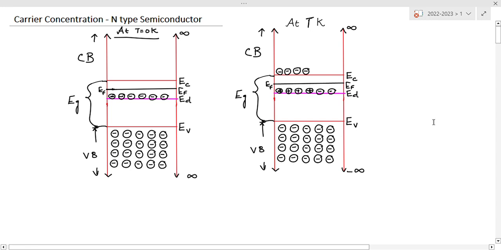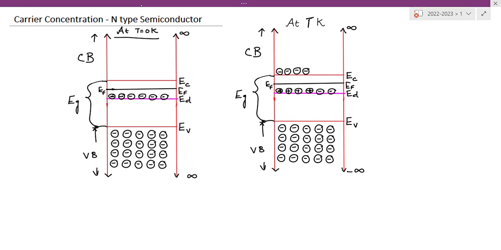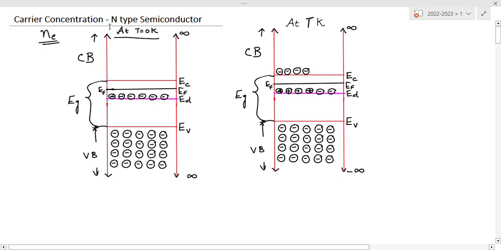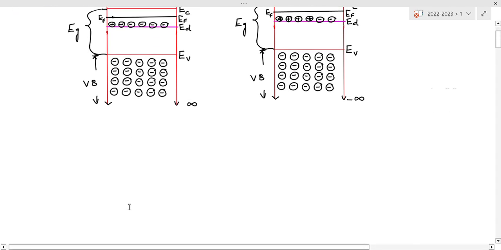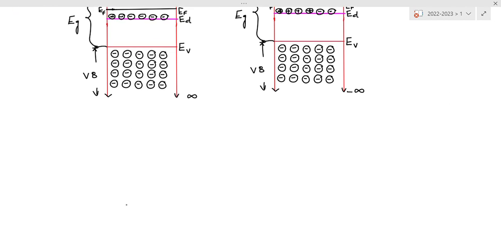Hi everyone, today's topic is to derive an expression for carrier concentration of N-type extrinsic semiconductor. Here, concentration of charge carriers in N-type semiconductor. Before that, how are these N-type extrinsic semiconductors formed? Here we are going to consider an intrinsic semiconductor like silicon.